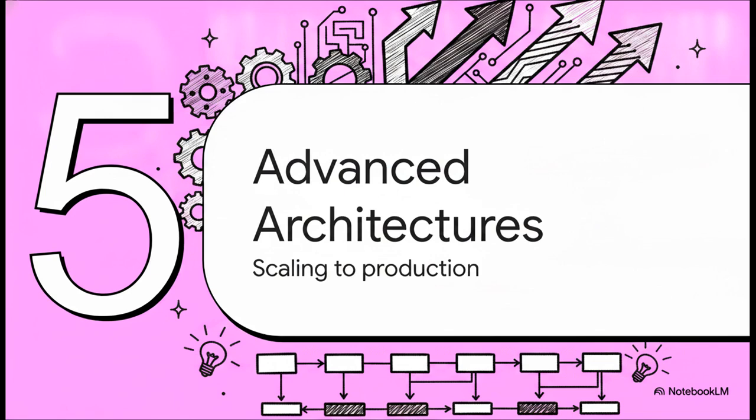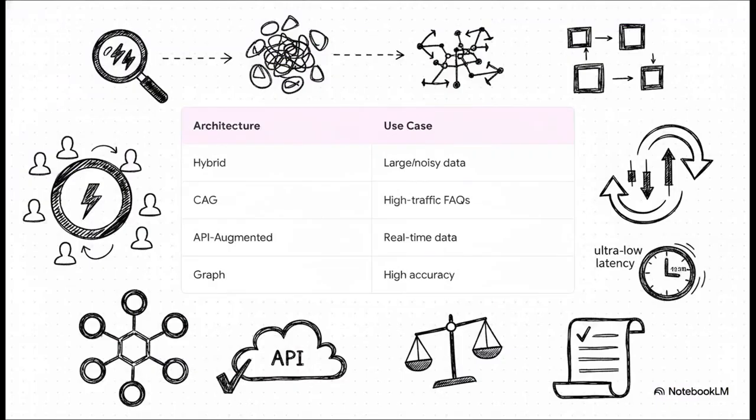And finally, Section 5, Advanced RAG Architectures. As your application scales up, you have to actively match your architecture to your user demand. You can think of this as a sort of developer's cheat sheet pulled straight from our source material for matching specific RAG architectures to specific production needs.